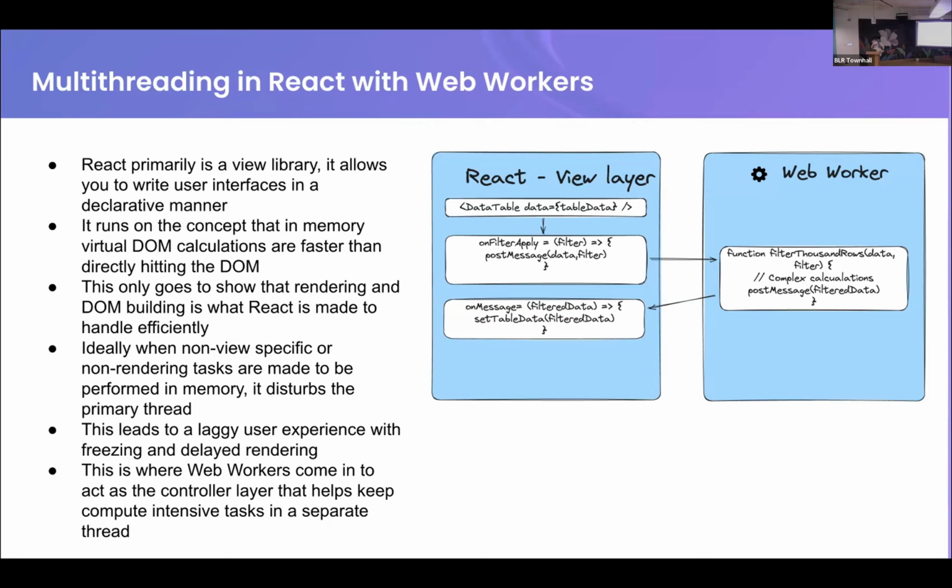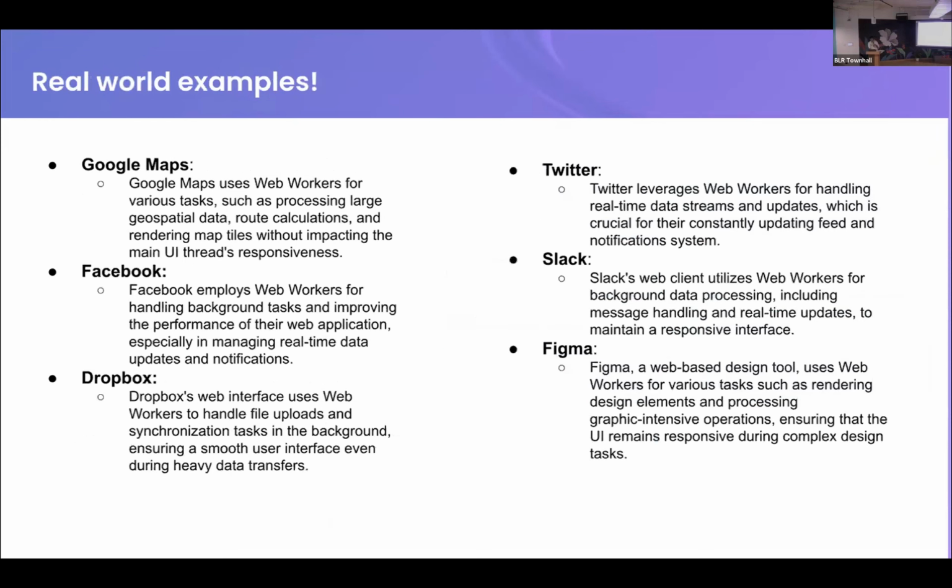So, some good real-world examples of where web workers are actually used. These are very common names, right? Google uses them for processing large geospatial data, route calculations, and all of that. I'm pretty sure we've all used offline Google Maps, right? How does that work? How do they do the processing even when our devices are not connected? Web workers do that in the browser.